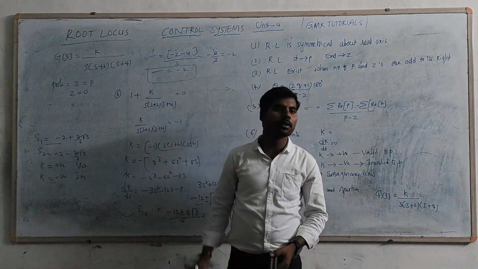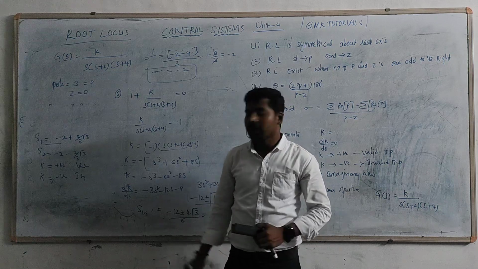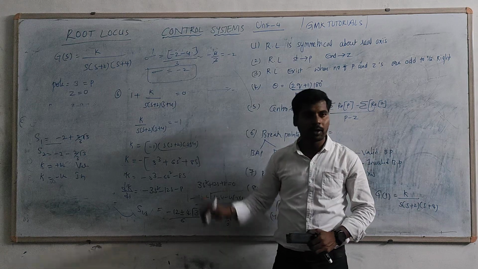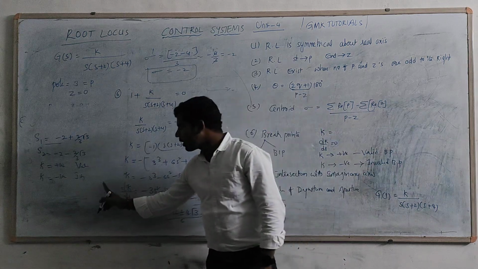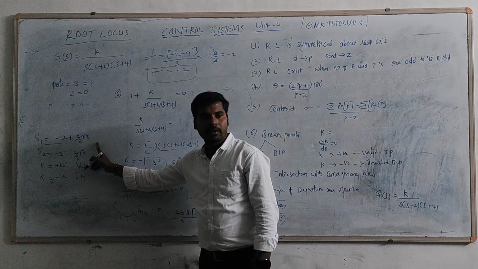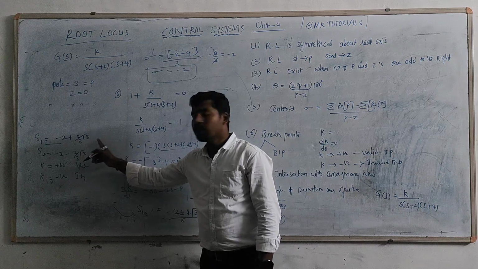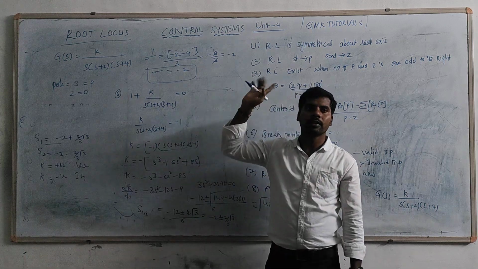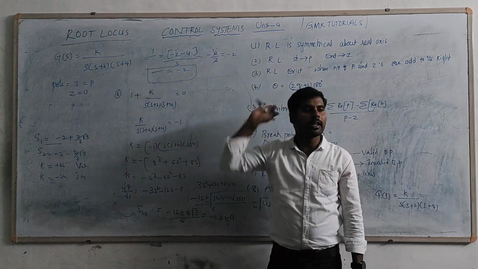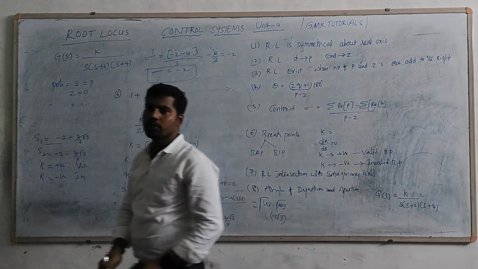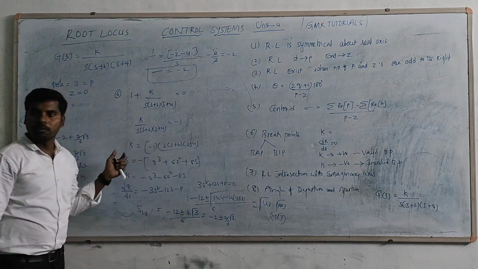So for that purpose, I will give a short trick. If the point is a valid breakaway point, that is very important, the corresponding S value will be located on the root locus path. That simply says that it is a valid breakaway point. No need to substitute, no need to calculate the K values and check for positive or negative.